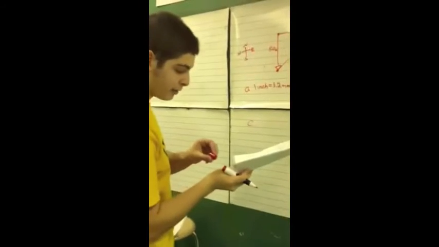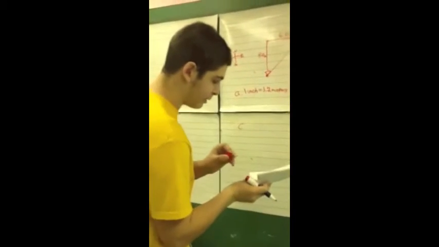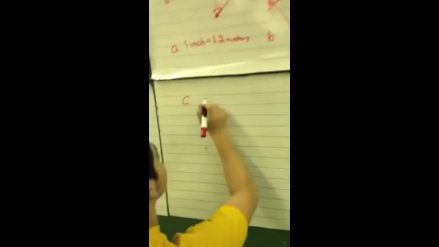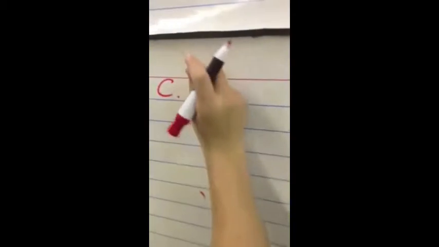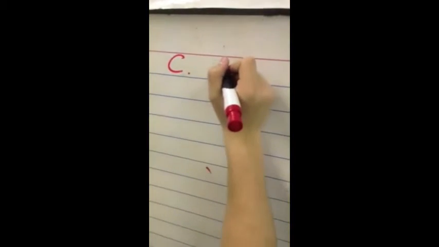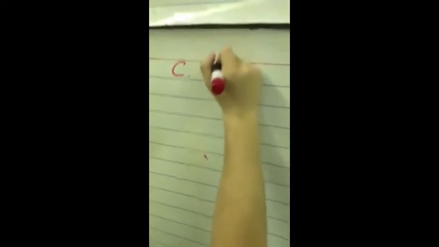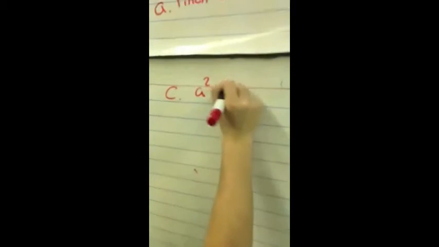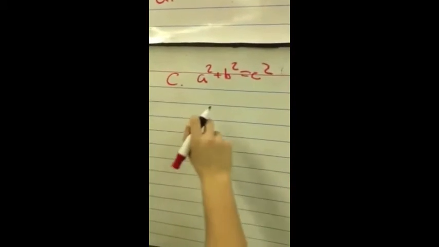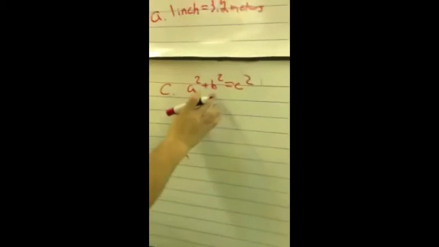And now part C, it says determine the magnitude of the dog's total displacement. The way you figure out the total displacement is, I'm going to bend down here because I'm too tall. What you do is use the equation that everyone should know. A squared plus b squared is equal to c squared. And now you just replace each of the a and the b to find the c value, which is here.